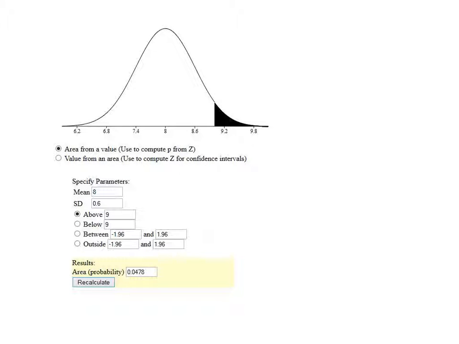For this one, I had a sample size of 4. You're just going to have to trust me on it: if I took 1.2 over the square root of 4, I get that for a standard deviation. So now I've got the sample size of 4.